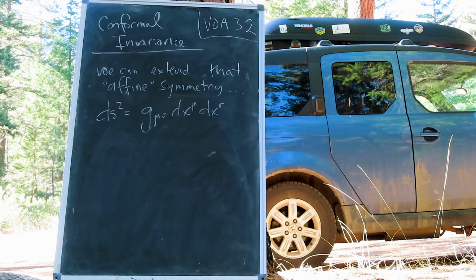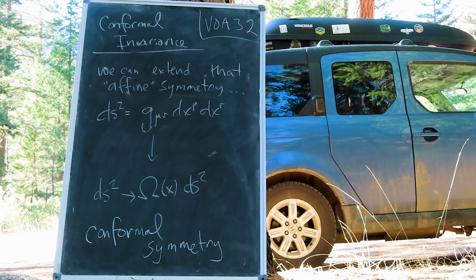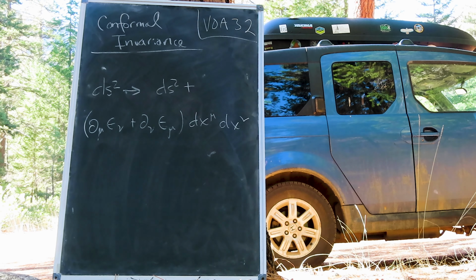We can extend this so-called affine symmetry to include other transformations if we agree on less strict requirements. For example, if instead of transformations that preserve the line element, we allow transformations that preserve the line element up to an overall scaling factor, we get the so-called conformal group of transformations. The infinitesimal version of those transformations can be represented by an infinitesimal diffeomorphism of the base, epsilon, subject to the new line element condition.